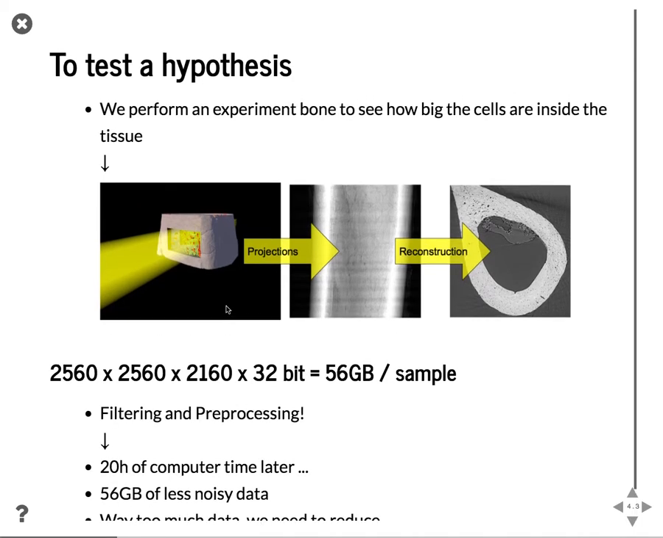And so, to test a hypothesis, we want to perform an experiment on bones to see how big the cells are inside it, for example. We have this whole pre-processing step. This analysis is covered in other courses: how you actually collect the data, how you do this reconstruction in the case of tomography data. We then do the image enhancement, which we talked about in this course.